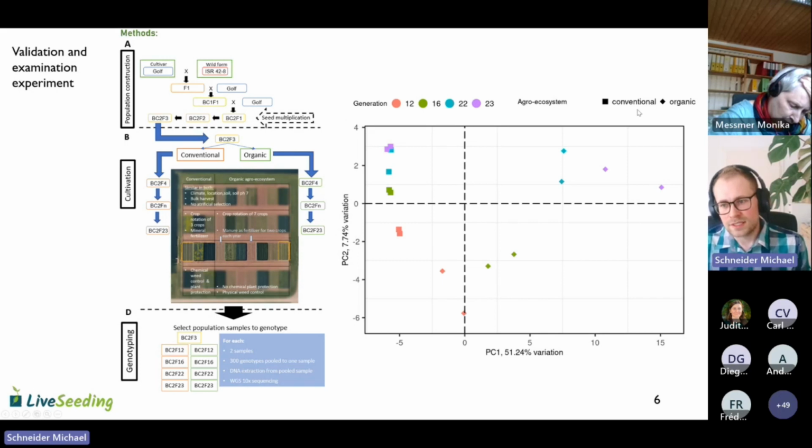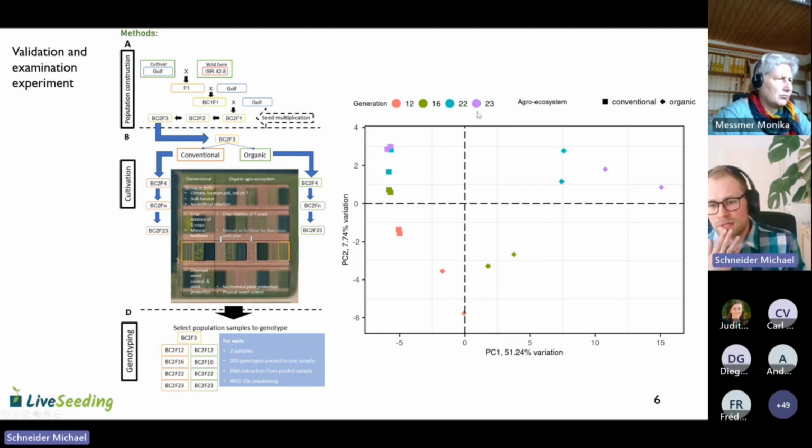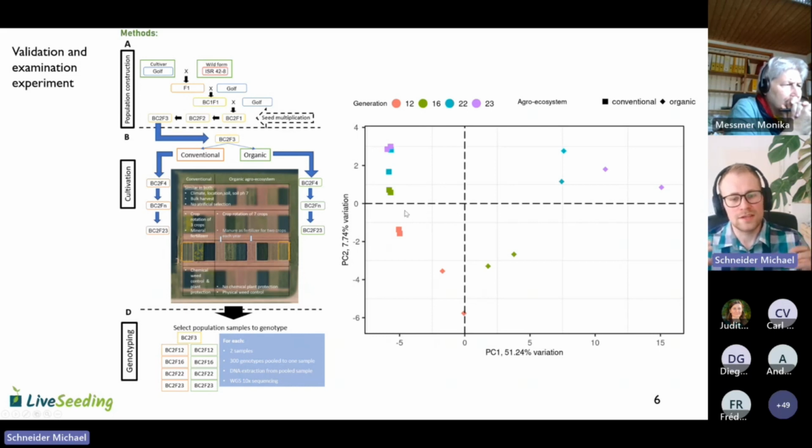So you can see here nicely this conventional and organic agroecosystem and these generations popping up in different colors. And you can nicely see that you can differentiate not only the systems from each other, but also these generations. So even within the same population, you can differentiate these generations nicely from each other. And one additional thing you can see and monitor is, by the distance of these points in this principal component plot, how diverse your population is.